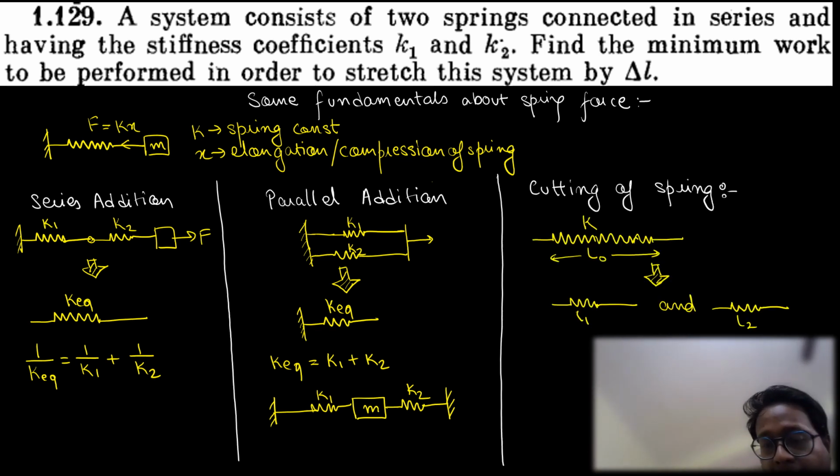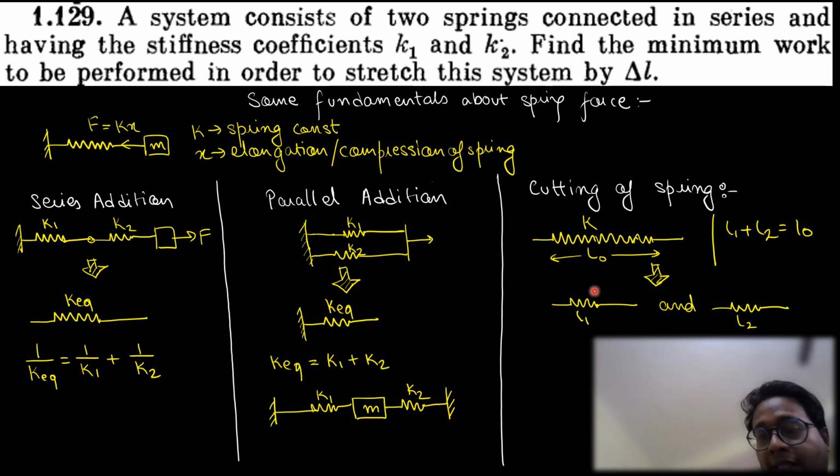Now remember, in cutting off a spring, if a spring of spring constant K and natural length L0 is cut into two pieces, one of length L1 and the other of length L2, or three pieces or four pieces or five pieces, what is the relation between L1 and L2? L1 plus L2 is equal to L0, because if this spring is cut, the addition of all the lengths would be this length, no?